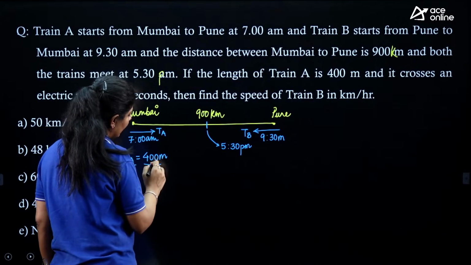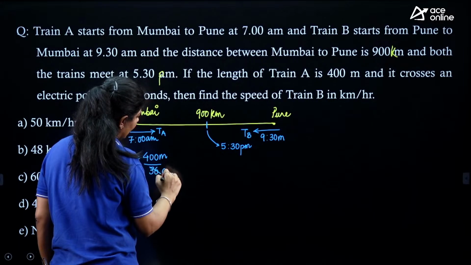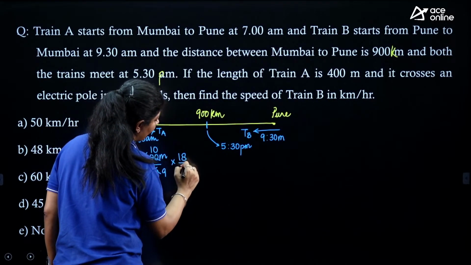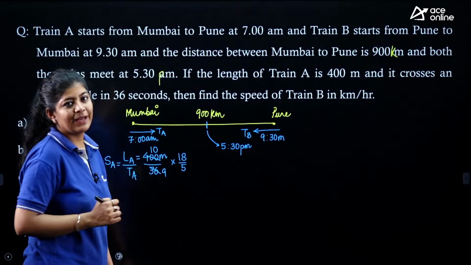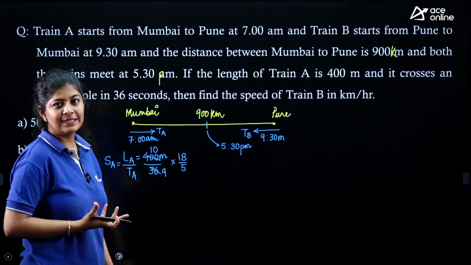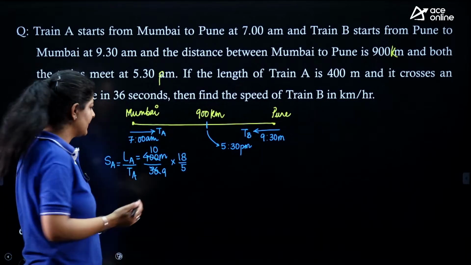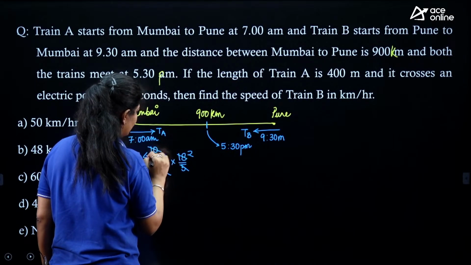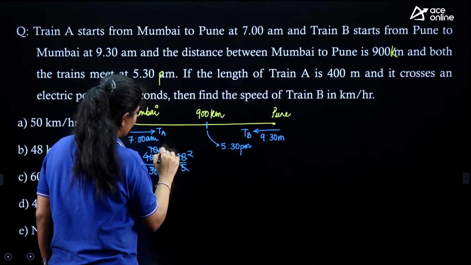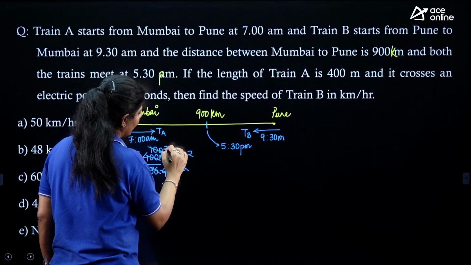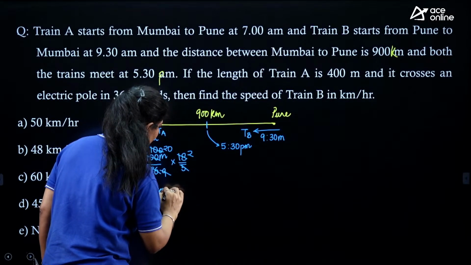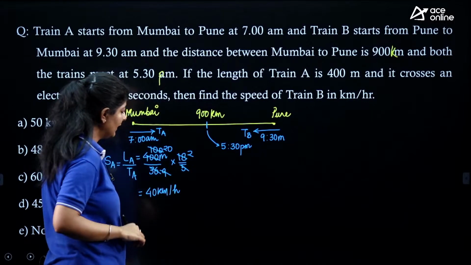So here we are getting 10 and 10 into 18 by 5, and we multiply by 18 by 5 so that we can easily get the value in kilometers per hour. So here we are getting 2 and here we are getting 20. So ultimately the speed of train A that we are getting over here is 40 kilometers per hour, right?